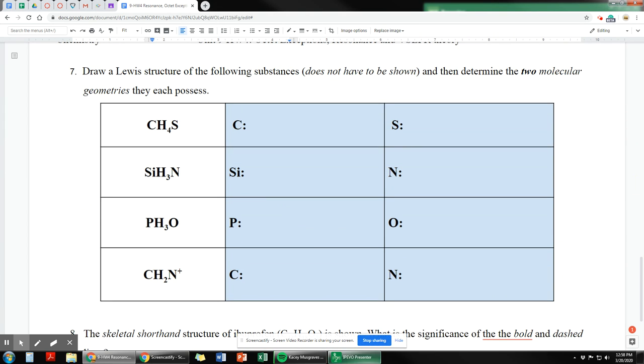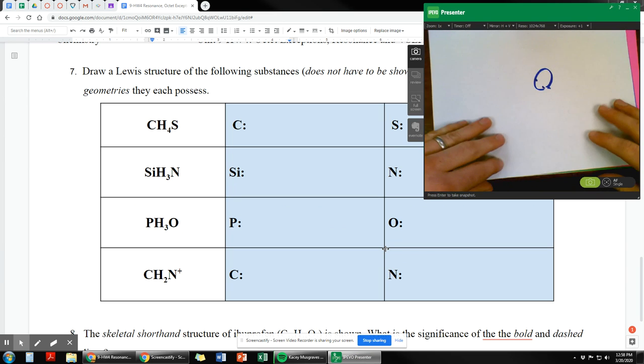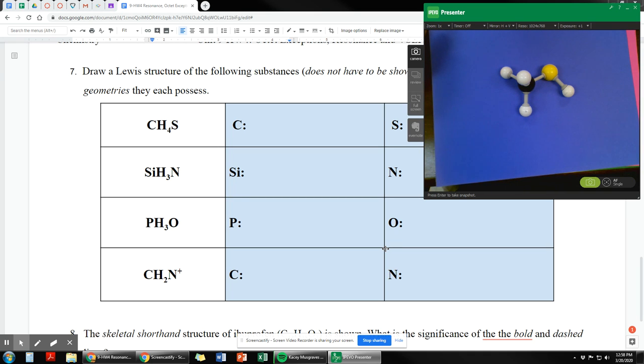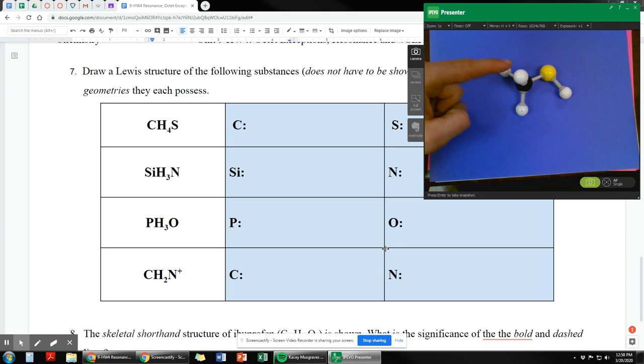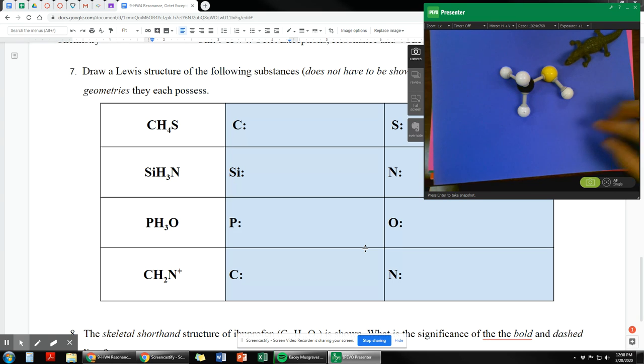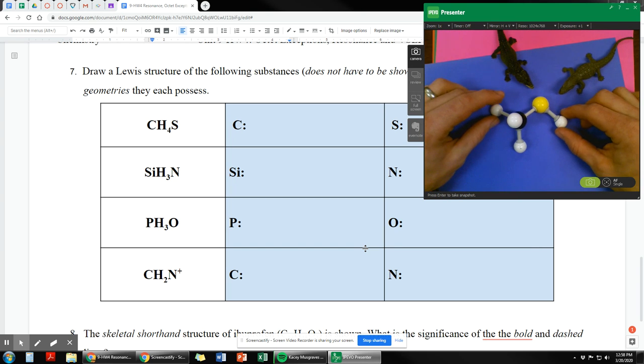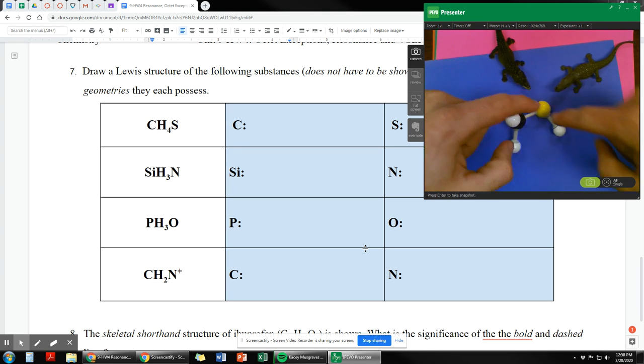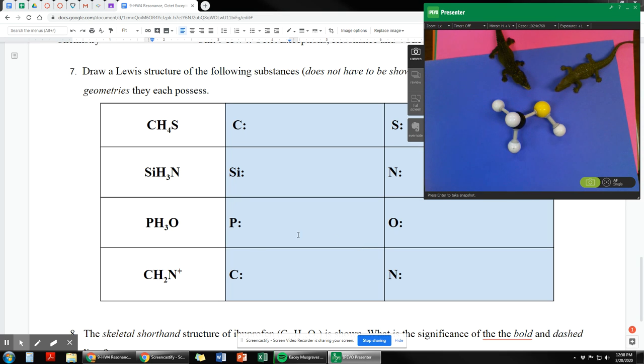Moving down. Now, these are the ones I probably got the most questions on. CH4S. So you need to draw a Lewis structure, or you probably should. When you do that, you'll see that this carbon has 4 things attached, making it tetrahedral. But the sulfur has these 2 non-bonding pairs. They push, and so instead of being linear, it's bent.